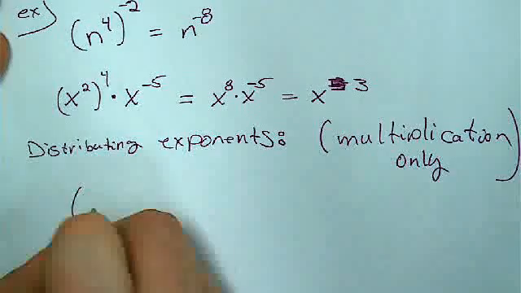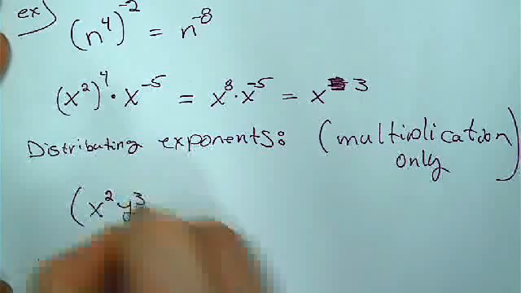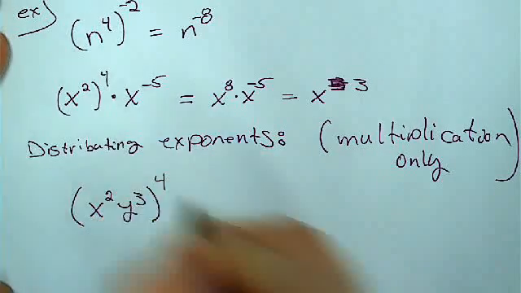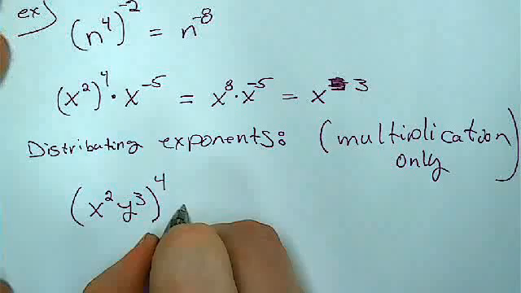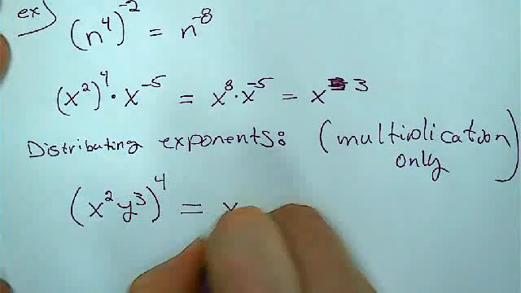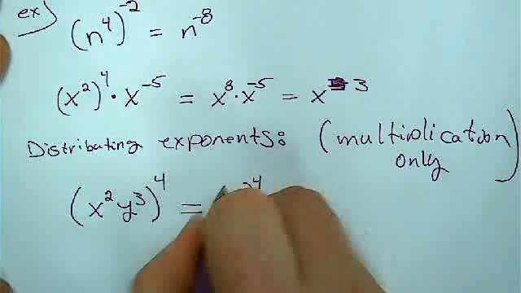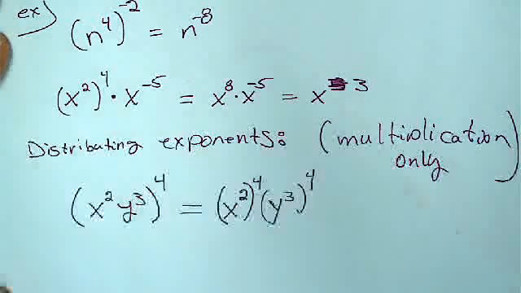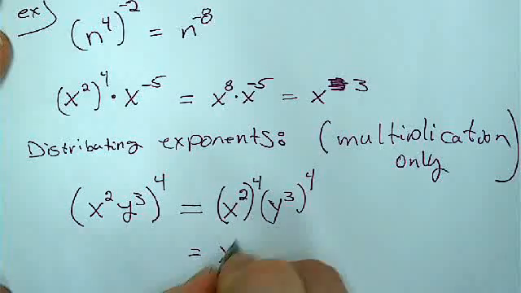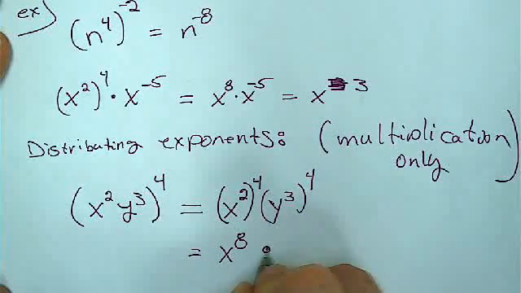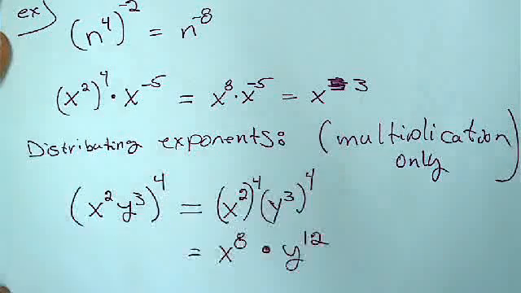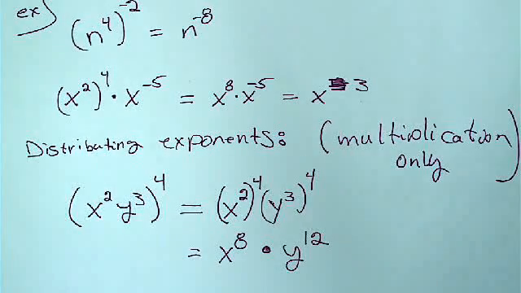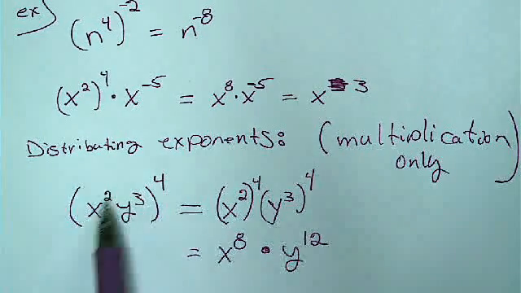So say I've got x squared y to the third, the whole thing raised to the fourth power. That's the same as x squared to the fourth and y to the third to the fourth. So it's x to the 8th times y to the 12th. You can distribute across multiplication.